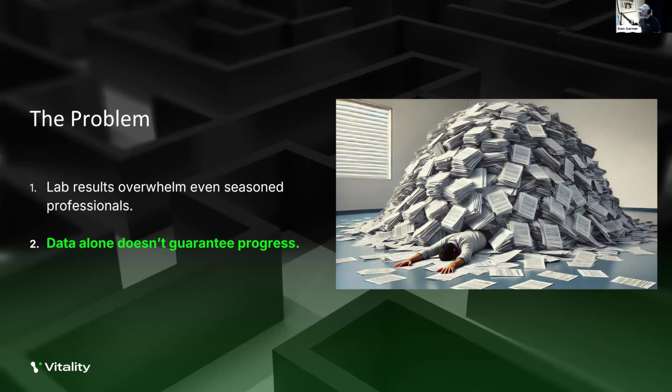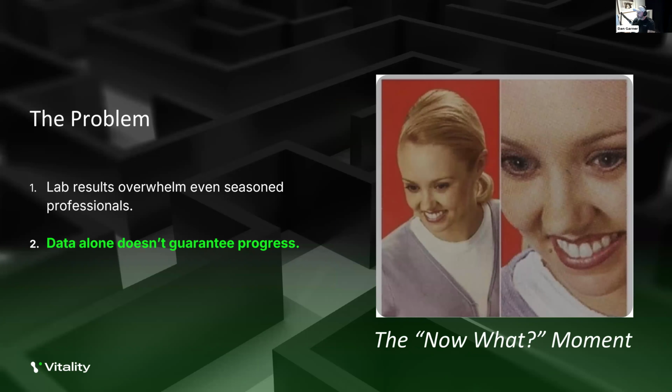But people are getting buried in wearables and in so many metrics. And then it ends up leading to something that we here at Vitality called the now what moment. That now what moment you see right there is like that woman, she looks like she's happy to get her results back. But then also, if you zoom in, it's like, okay, now what?